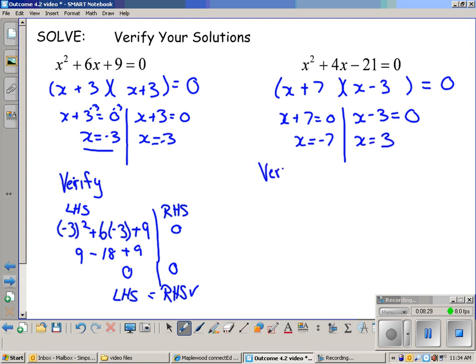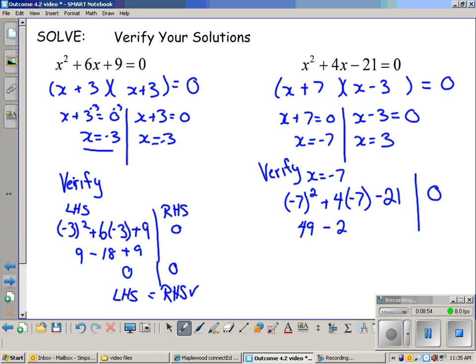When I'm verifying, I want to verify both answers if there's more than one. So verifying that x is equal to negative 7 means that I'm going to substitute in negative 7 for x. Negative 7 squared plus 4 times negative 7 minus 21. And I want to show that it is equal to 0. Negative 7 squared is 49, minus 28, minus 21 is equal to 0, and therefore that solution is verified.